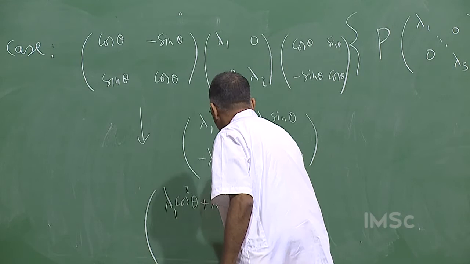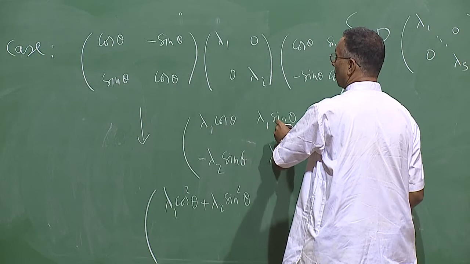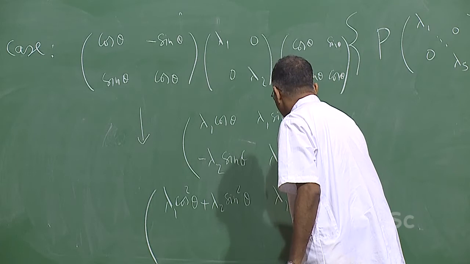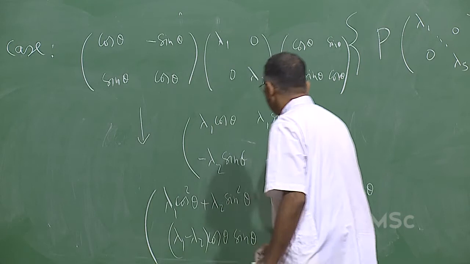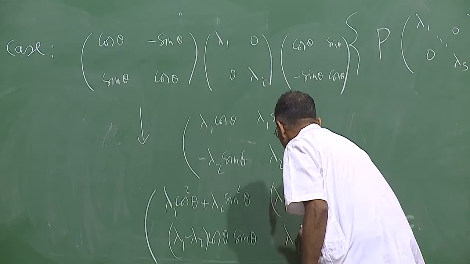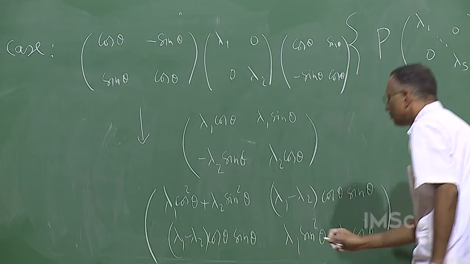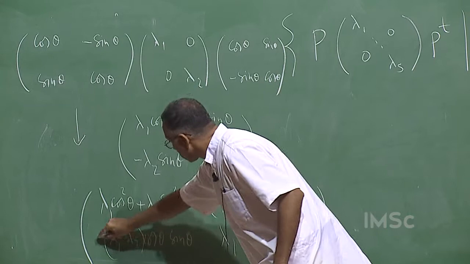Okay, what do I have here? It's lambda 1 cosine theta sine theta minus lambda 2 cosine theta sine theta. So lambda 1 minus lambda 2 times cosine theta sine theta, and it's symmetric, therefore I know what this is, I don't even have to compute it. And what is this last one? That's lambda 1 sine square theta plus lambda 2 cosine square theta. And if I want to look at the diagonal, I just look at this. Okay, so the question is, what does this set look like?